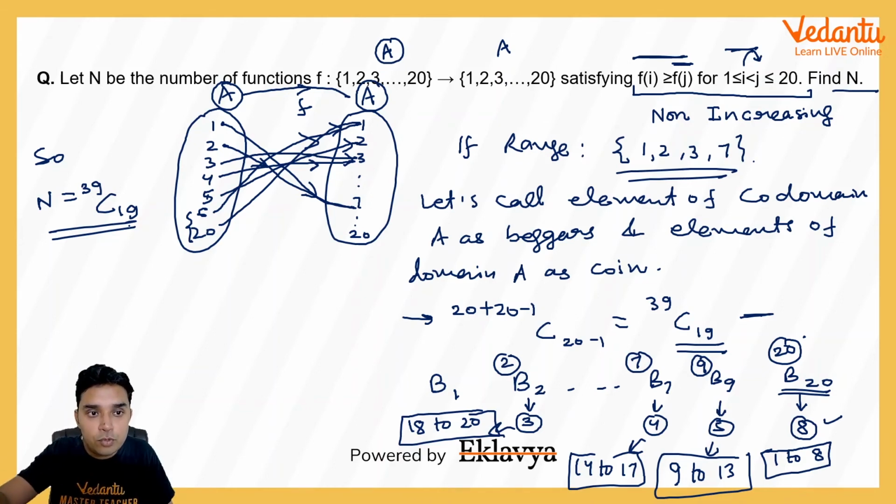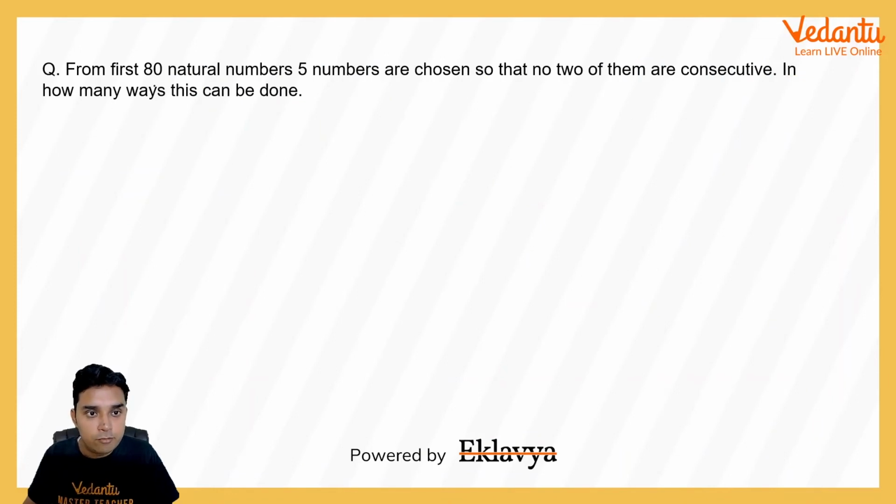Let us move to the next question, which says: from the first 80 natural numbers, 5 numbers are chosen so that no 2 of them are consecutive. In how many ways can this be done? We have to find in how many ways this can be done. So I have 2-3 methods. Let us discuss them one by one.